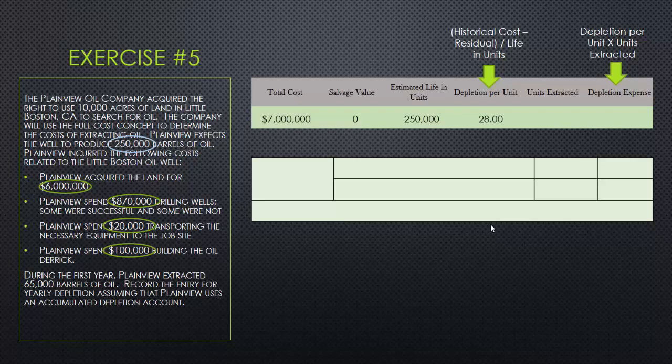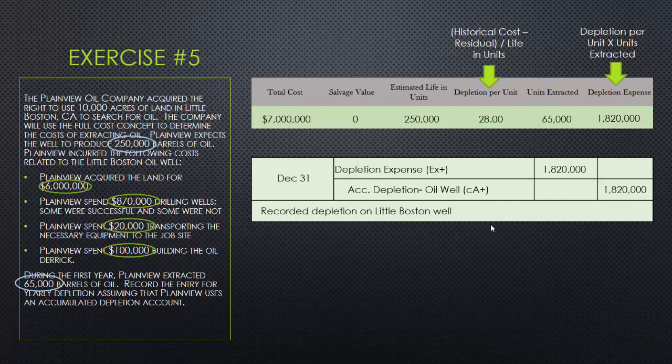During the first period, the first year that we had here, they extracted 65,000 barrels of oil. If we multiply that 65,000 barrels times our $28 per barrel depletion rate, we're going to come up with a depletion expense during the current year of $1,820,000. So when we record this, we're going to debit depletion expense for that $1,820,000. We're going to credit accumulated depletion of oil well for that same $1,820,000 to record the depletion on this little Boston well.